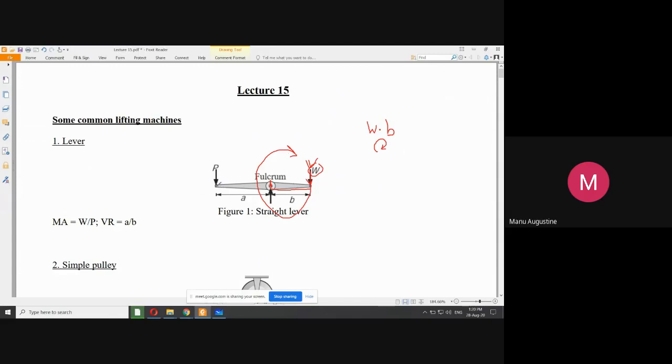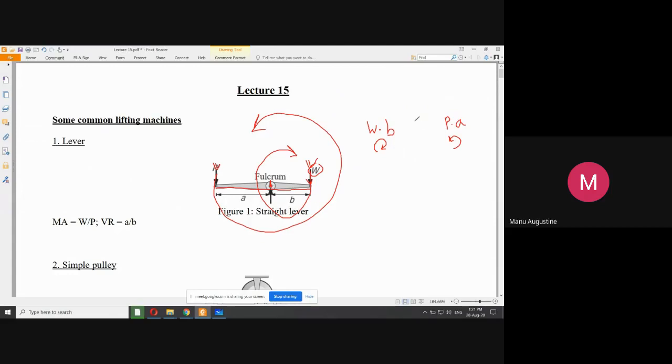Similarly, if you take the moment of load P about the fulcrum, then it is P multiplied by the perpendicular distance A. So P multiplied by A. Again applying the rocket analogy, the direction of rotation about the fulcrum is like this. So this will be anti-clockwise. So I will put an anti-clockwise symbol here. Okay. Now, these are the only two moments that are possible about the fulcrum.